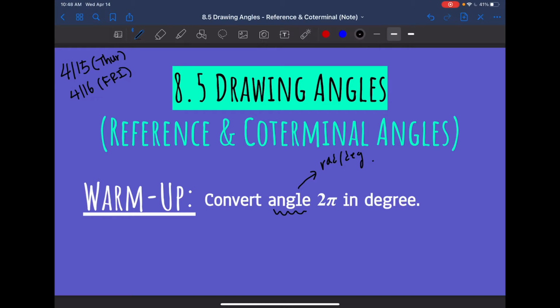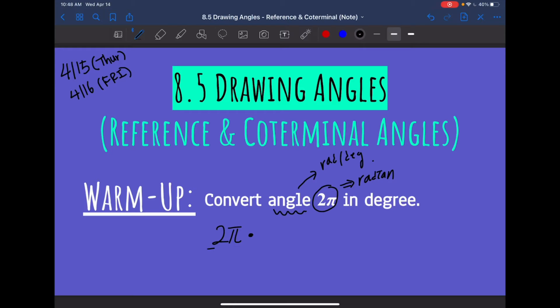So now I have a 2 pi. Whenever you see pi symbol or pi sign, we are talking about radian. So 2 pi is in radian, and I have to convert that into degree. So we have to multiply by either pi over 180 or 180 over pi. Sometimes I cannot remember which one is which. So I'll show you the easiest one.